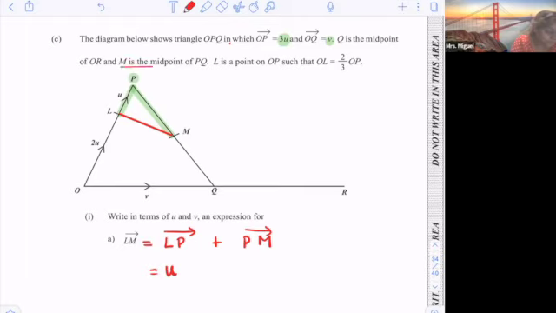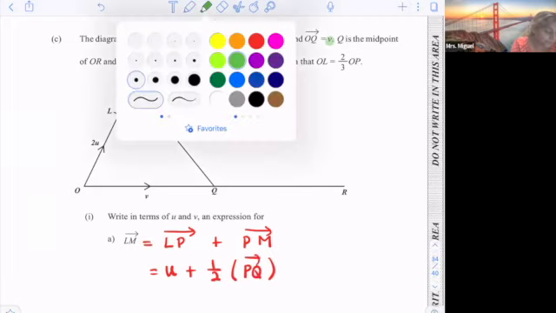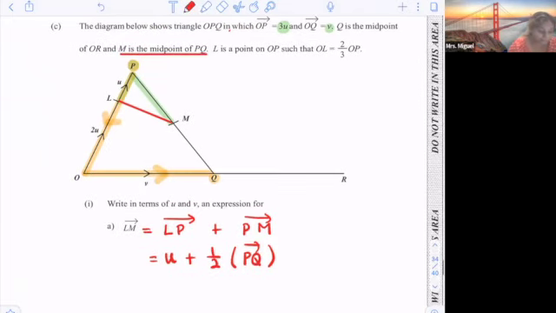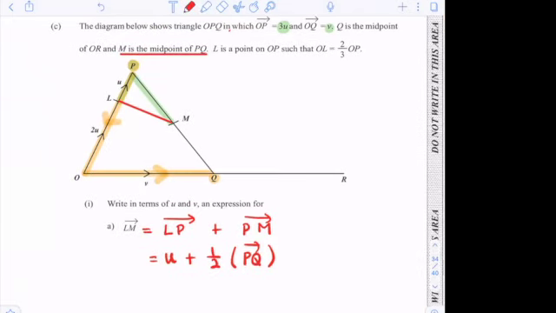We know M is the midpoint of PQ, so therefore PM is a half of the vector PQ. We don't know PQ, so to go from P to Q, we must go through point O. We must go from P to O and then O to Q. You see that? Yes, miss.